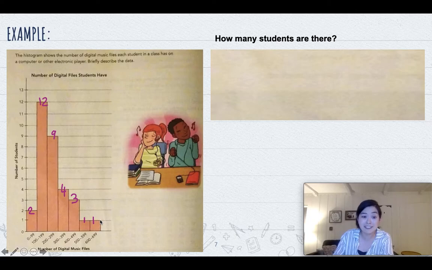Wow, is it per day? Okay, just on their computer, how much they have. Okay, not per day. That would be wild.